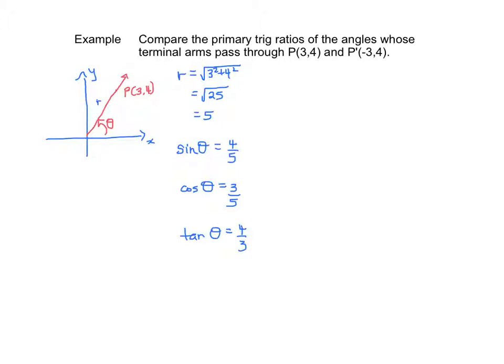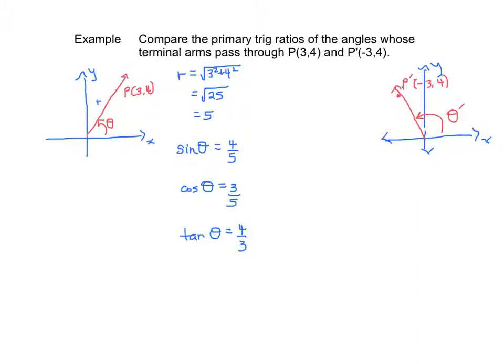Now we want to compare these to the trig ratios for an angle whose terminal arm is in quadrant 2, passing through the point (-3, 4). So we'll mark that one over here. So this is the point P prime, little tick beside it, okay, because we're comparing it directly to point P. So we're going to call this angle theta prime as well, so that we can differentiate between the two.